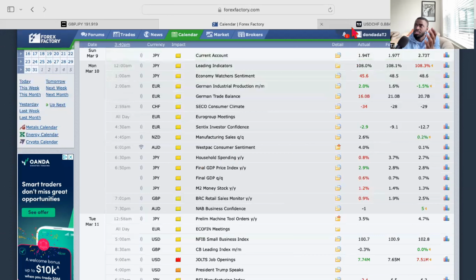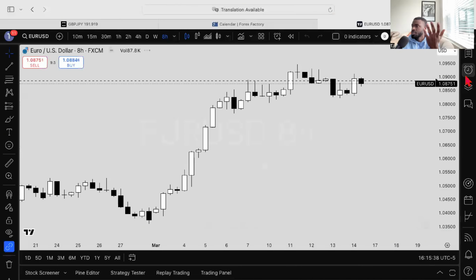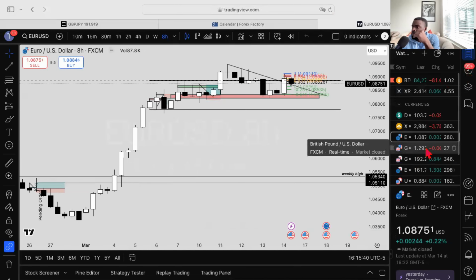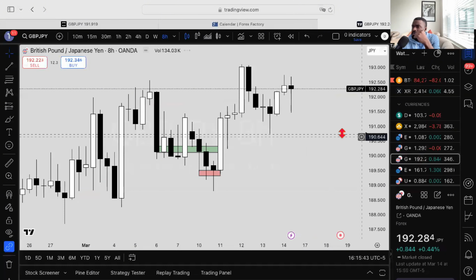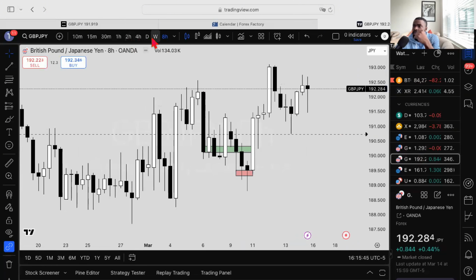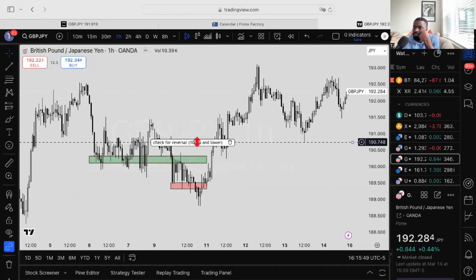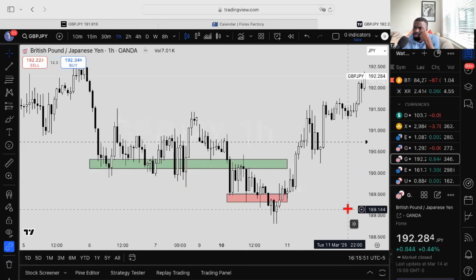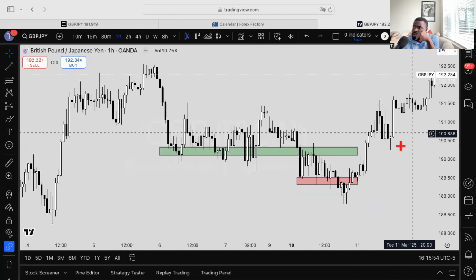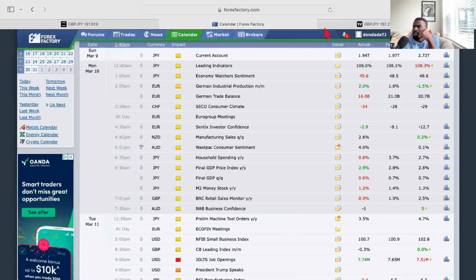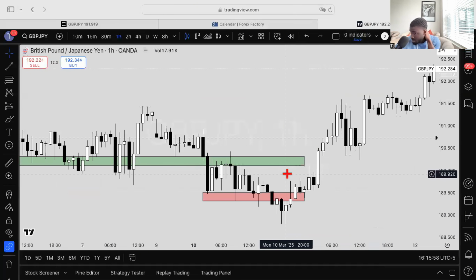I'm going to show you a chart with the Japanese yen. So we can go GJ. This was Monday. If I take it to the 1 hour time frame, let's find Monday, March 10th. That data came out at 6:30 and then 6:50, I believe. Yep.